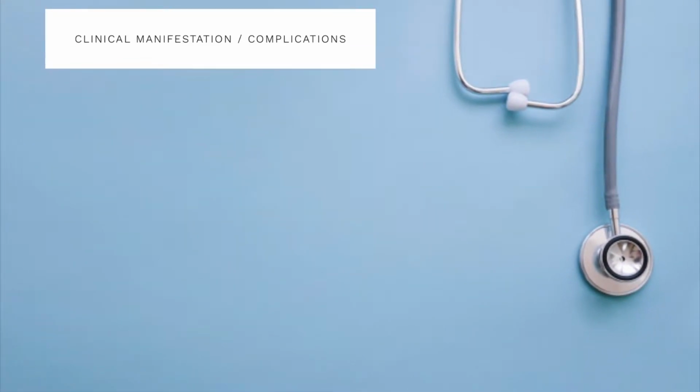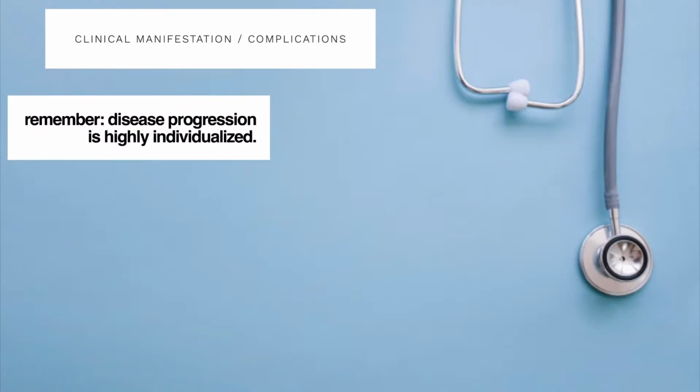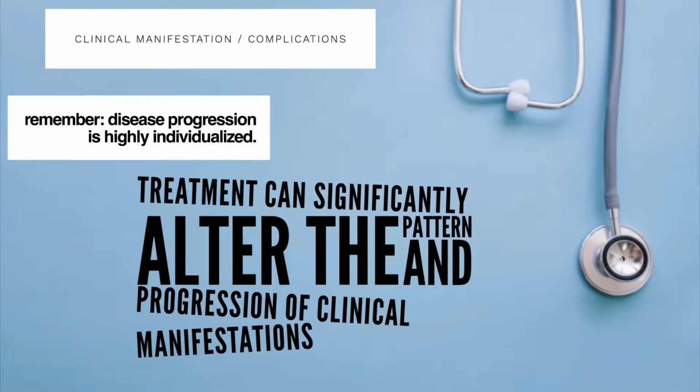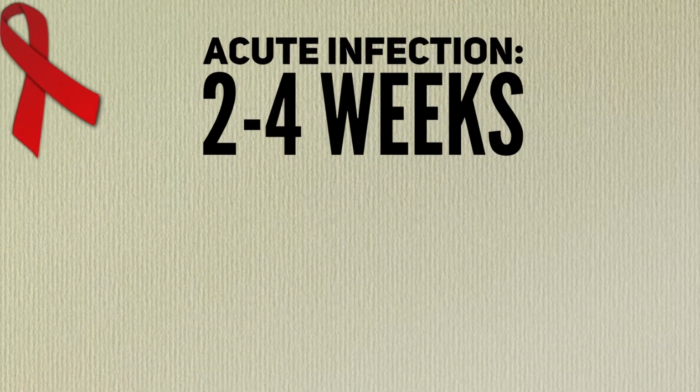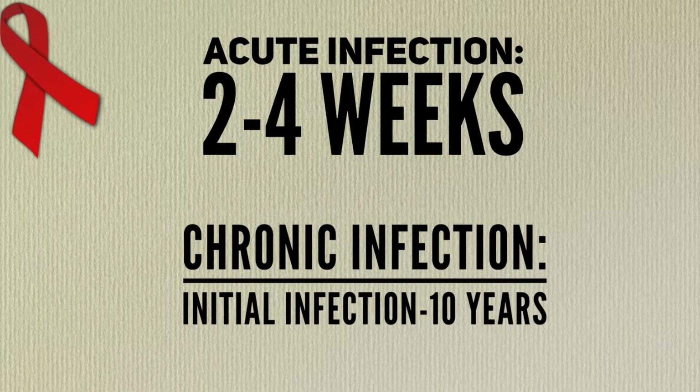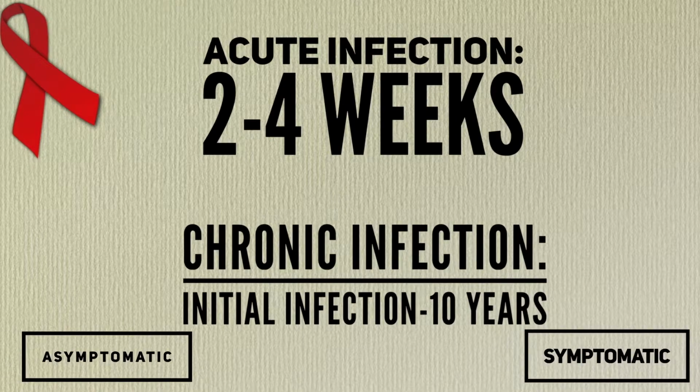Clinical manifestations and complications. Remember that disease progression is highly individualized. Treatment can significantly alter this pattern, and an individual's prognosis is unpredictable. So HIV has an acute infection and a chronic infection, which can be asymptomatic or symptomatic.